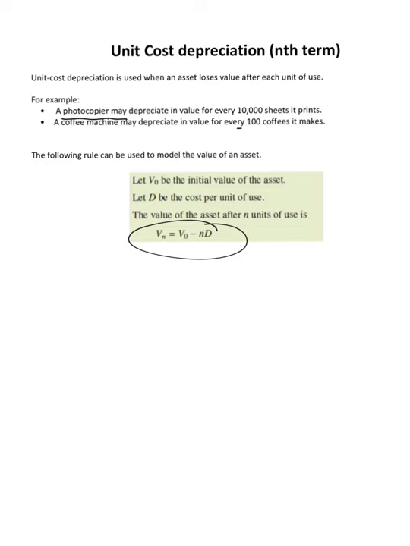The rule we use is Vn equals V0 minus nD, except unlike in our flat rate depreciation, D here is a set amount. It's not a rate, it's a set amount for each unit of use.